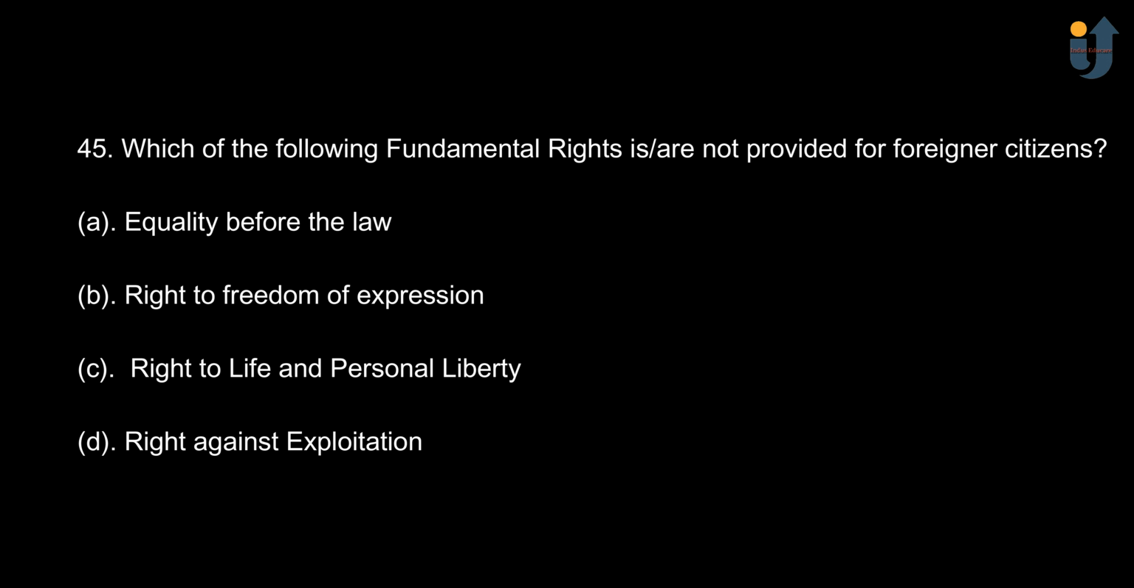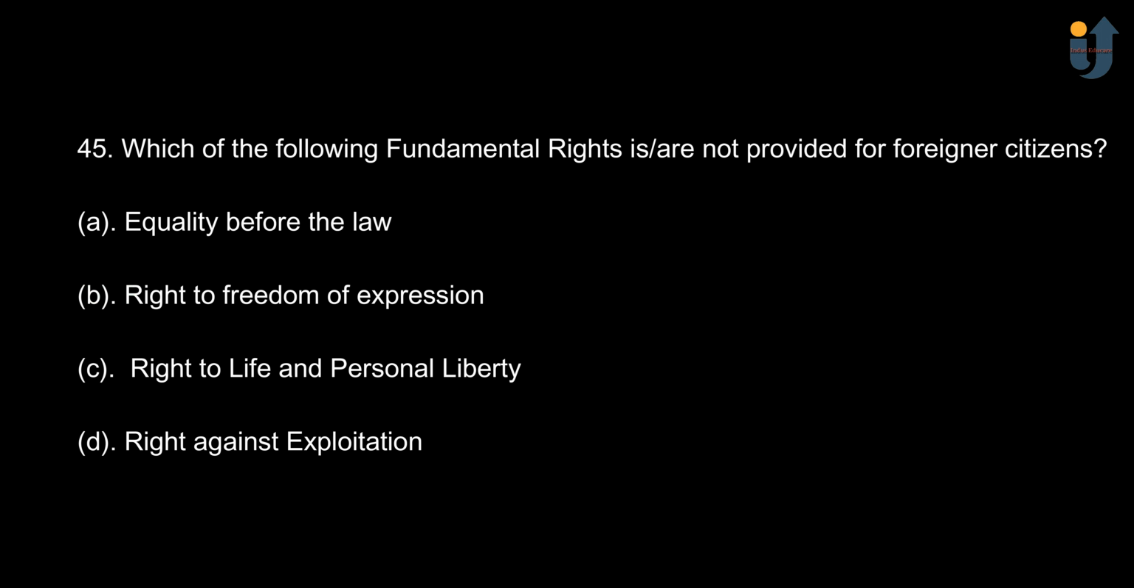Next, which of the following fundamental rights is or are not provided for foreign citizens? Option A, equality before the law. Option B, right to freedom of expression. Option C, right to life and personal liberty. And option D, right against exploitation. The correct option is option B, right to freedom of expression.